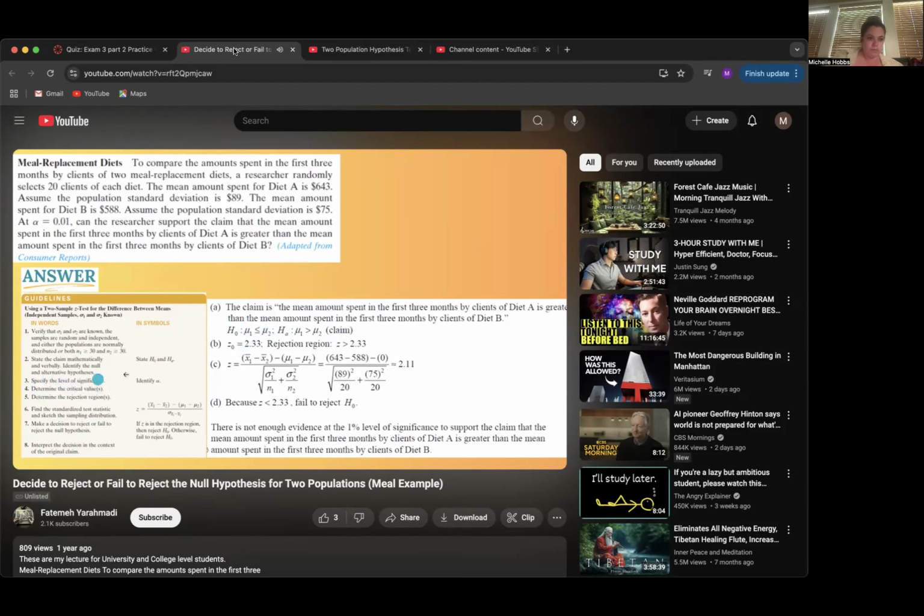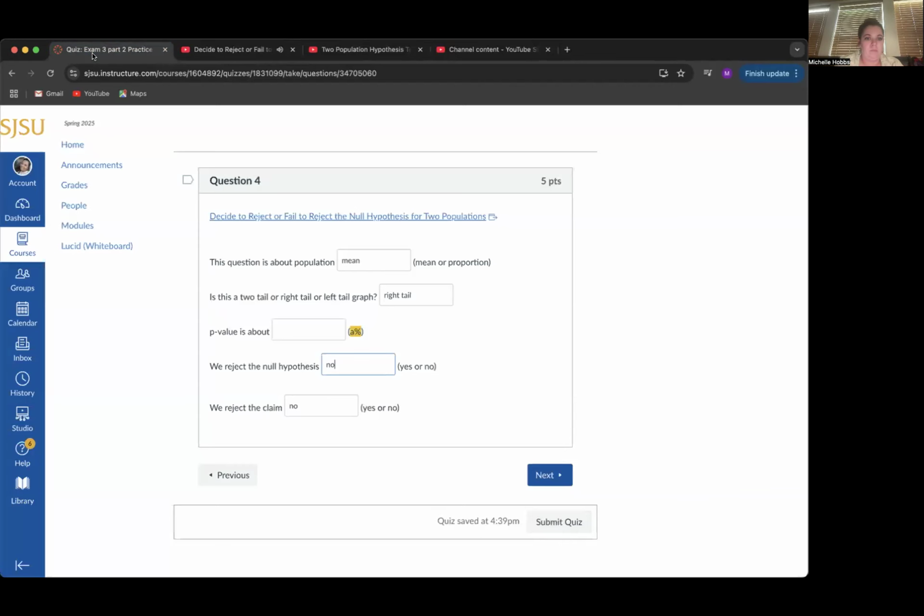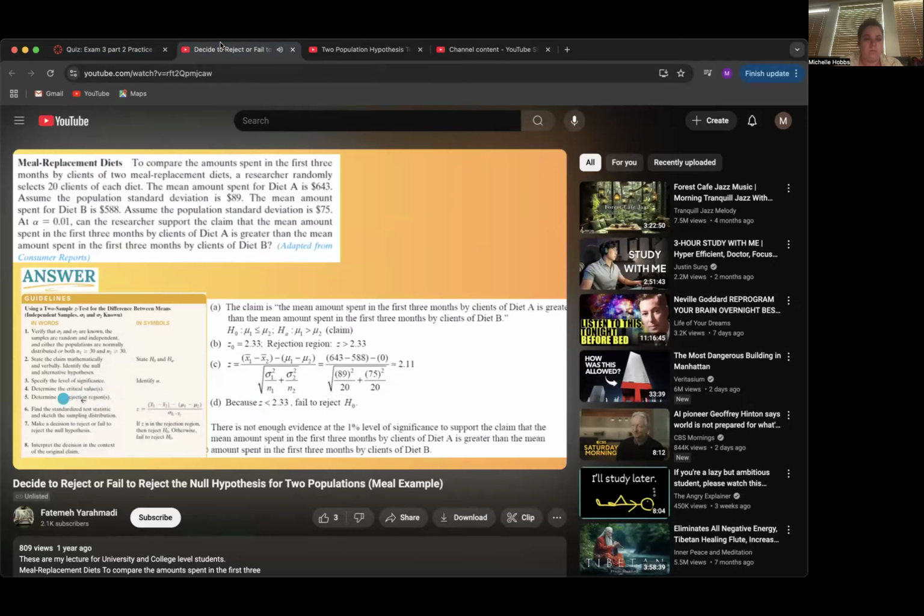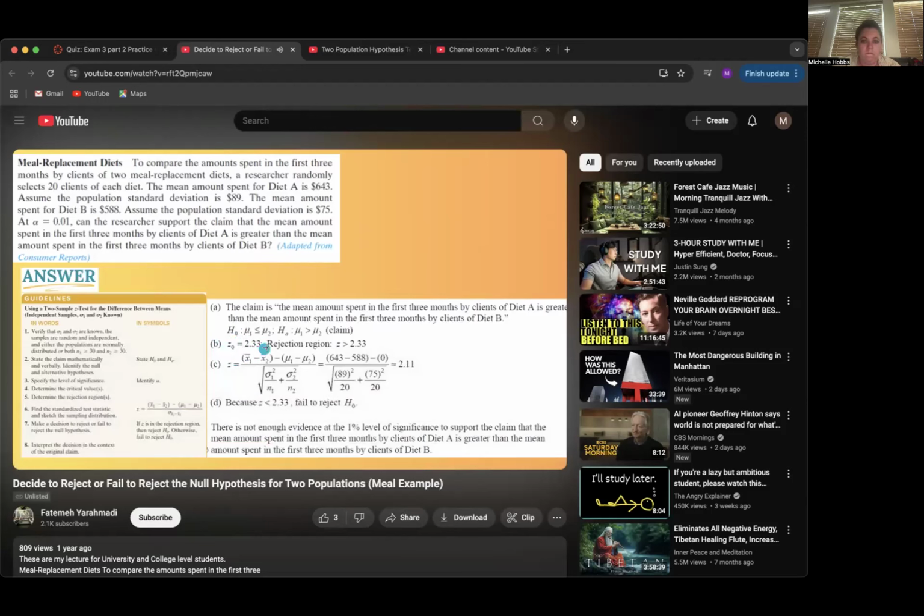What's the next step? Identify the level of significance, which is given to us as 1%. Determine the critical values and the rejection region. Perfect. Since mu1 is more than mu2, you have a right tail test. And your alpha is 1%, z sub 0 is 2.33 using inverse norm. So as long as your standardized test statistic z is inside the rejection region, meaning it's more than 2.33, you reject the null hypothesis.